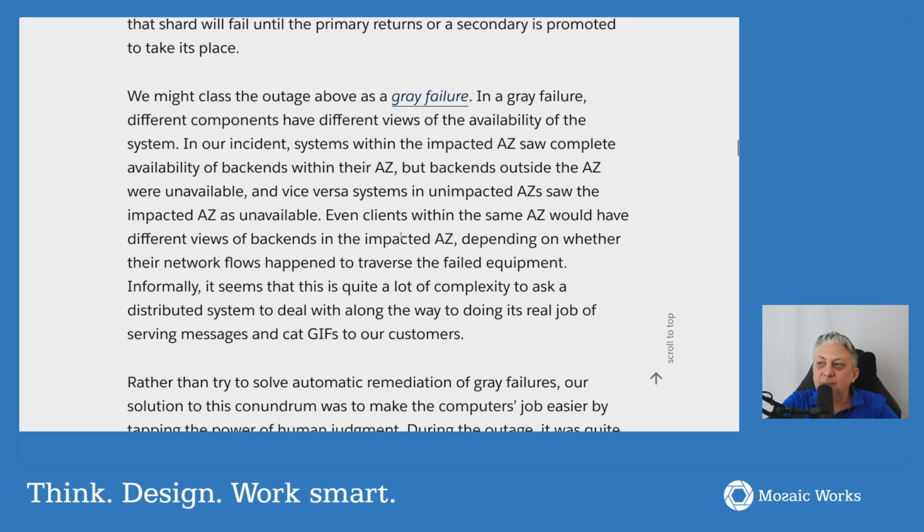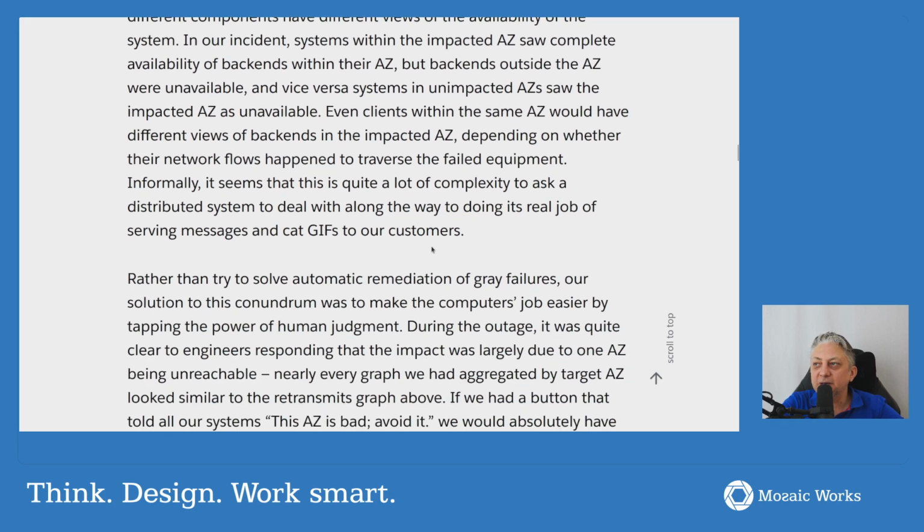Alright, we might class the outage above as a gray failure. In a gray failure, different components have different views of the availability of the system. In our incident, systems within the impacted availability zone saw complete availability of backends within their availability zones, but backends outside the availability zones were unavailable, and so on.